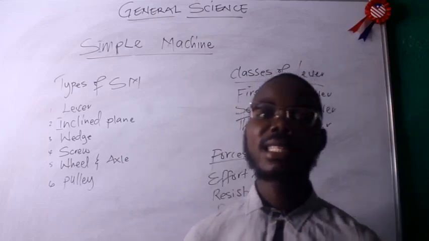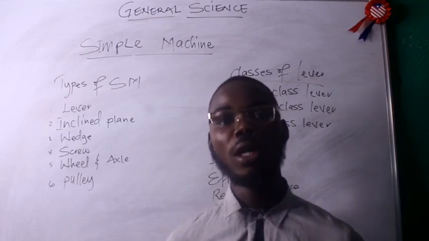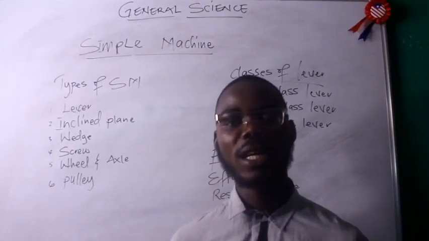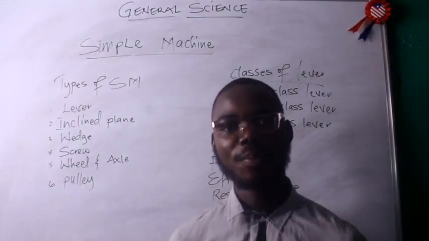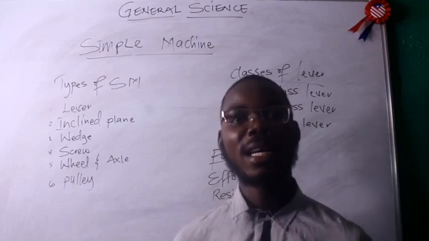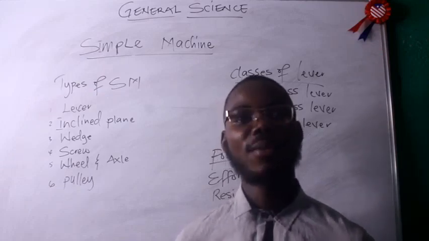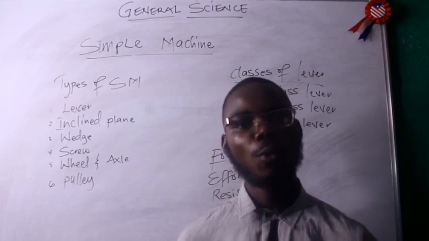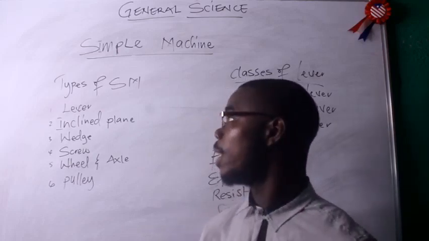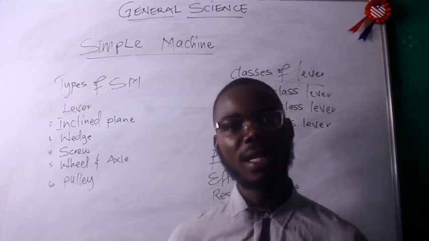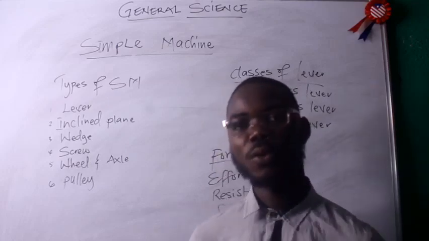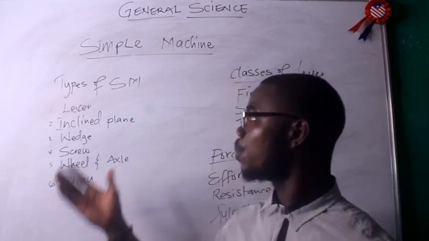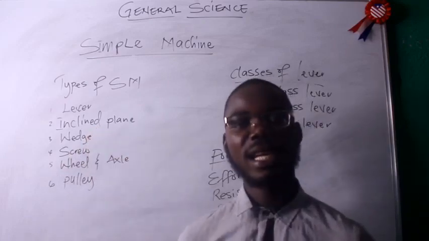Now, simple machines are machines that have only 1 or 2 parts. Examples of simple machines are knife, cutlass, hook, axe, and so many of them. Now, simple machines are grouped into 6 major types. So these 6 types of simple machine will briefly be highlighted, and we will also talk a little bit on lever and try to go a little deeper and understand the basis of how a lever works. So the first type of simple machine is lever.